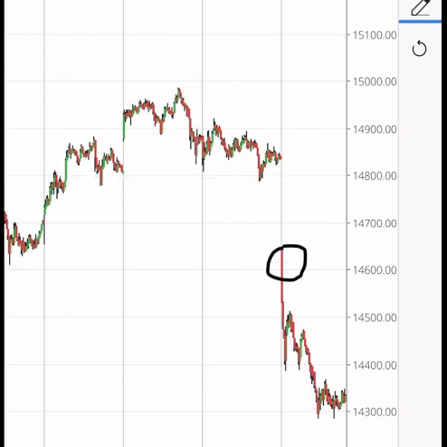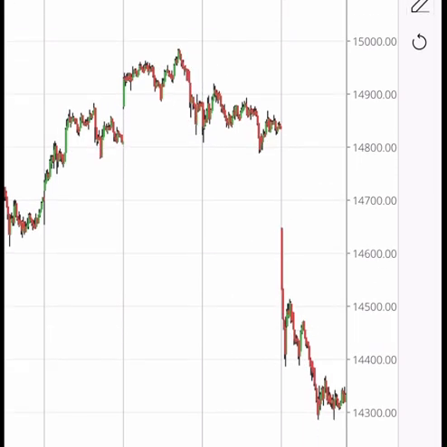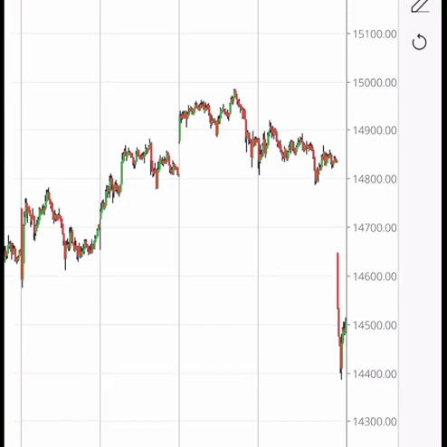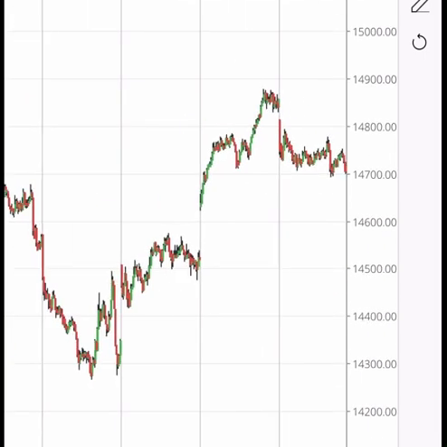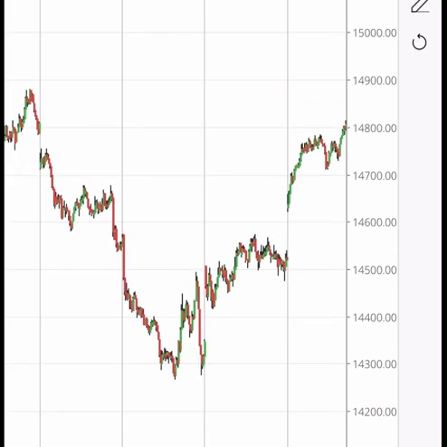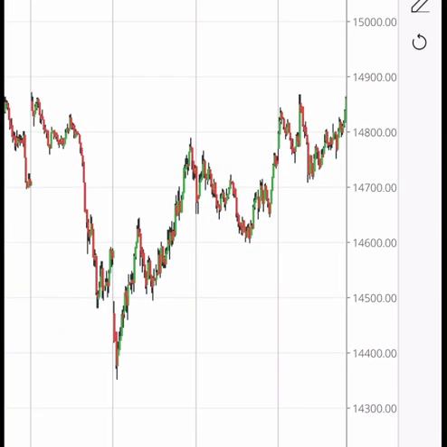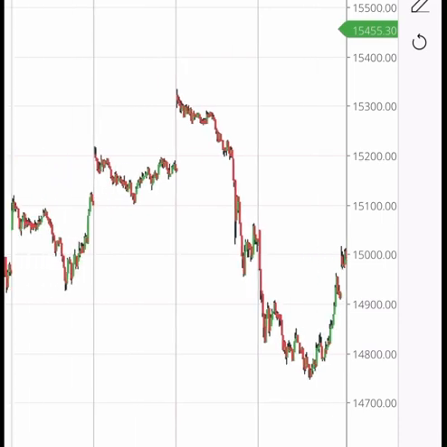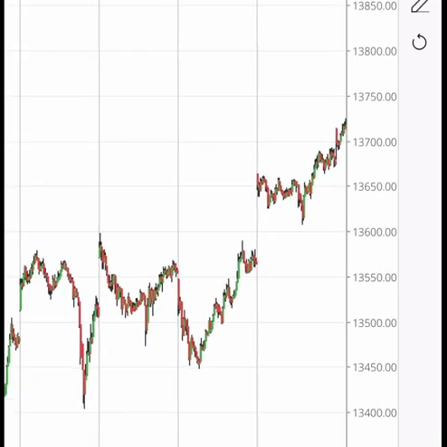So now I'm going to show you some more examples of gap up open with more than 1% on this day.